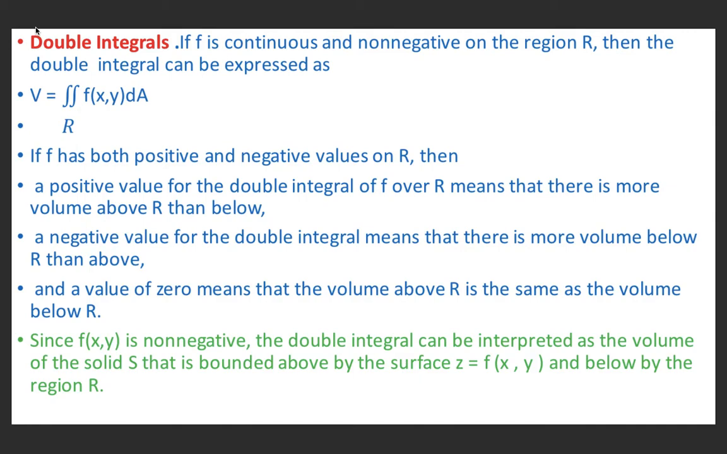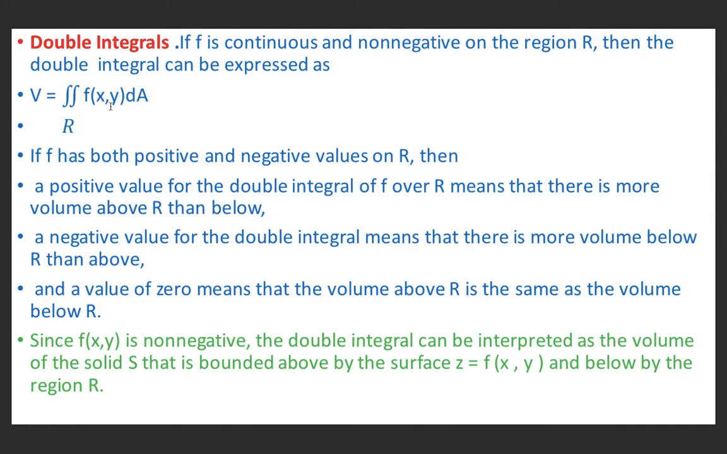Suppose f is a continuous and non-negative function in the region R. Then the double integral may be expressed by writing the integral symbol and integrating the function f(x,y) with respect to dA in the region R. dA is the small area, which is nothing but dx times dy, in the region R.